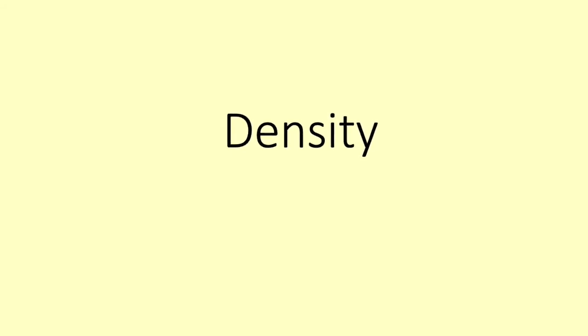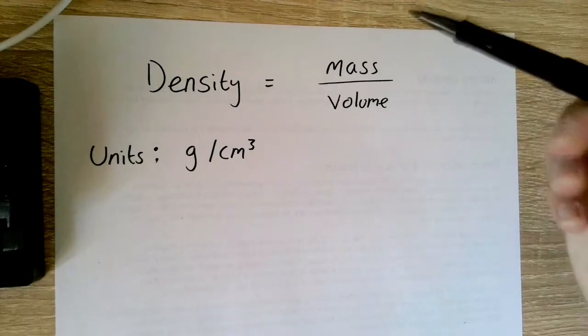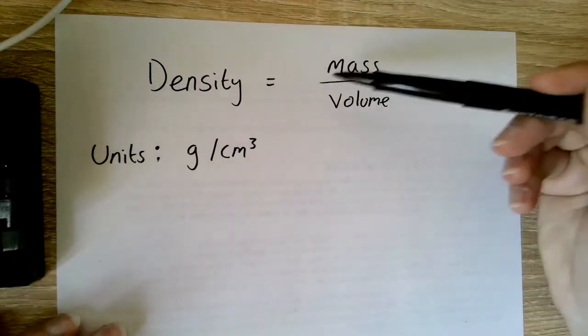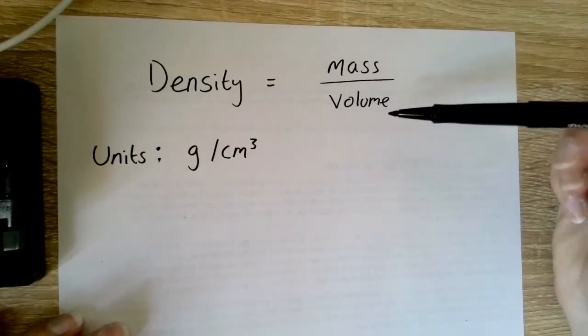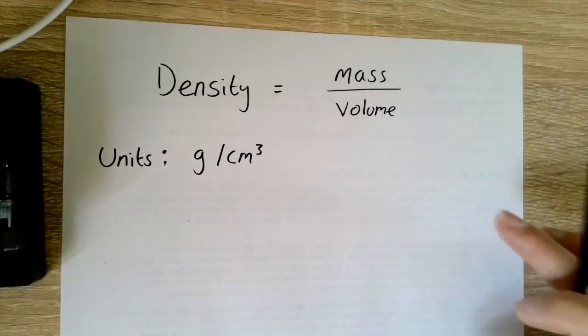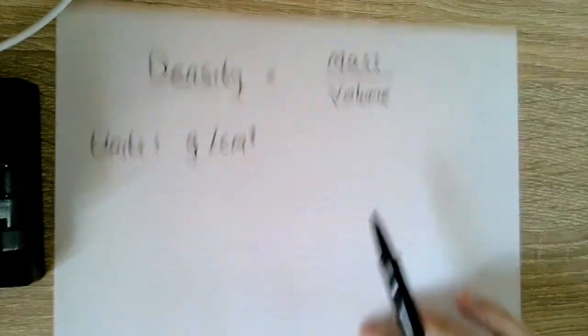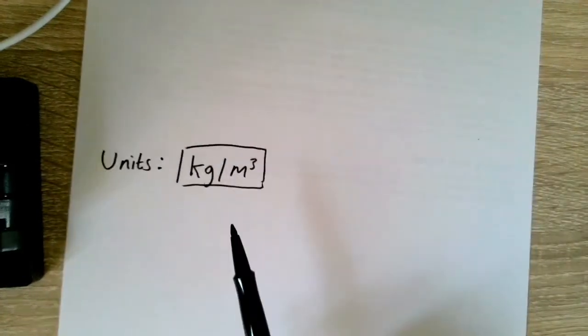In this video we're going to be looking at density and how to use our density equation in order to calculate the density of regular shapes. So with density, our equation is density equals mass divided by volume. There are two different units that we tend to work with in science for density, and that's grams per centimetre cubed and kilograms per metre cubed.